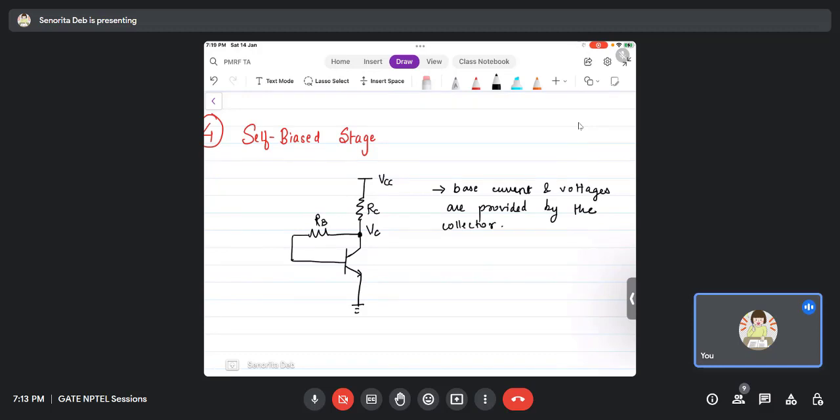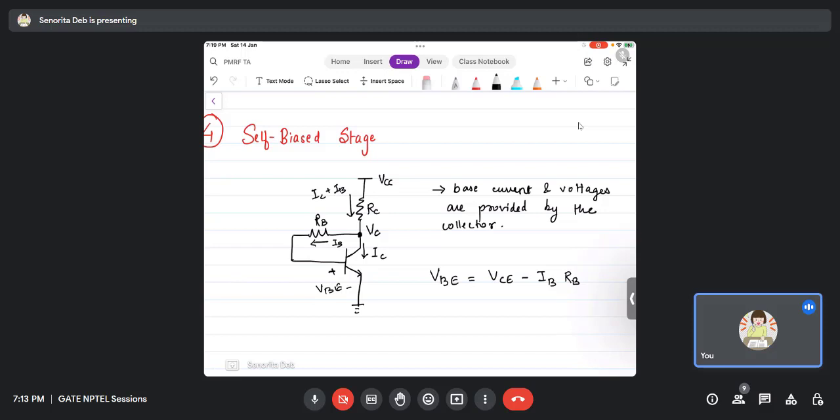Now, this is an interesting circuit. Why is it so? You see that the voltage that is coming here, VBE, is nothing but VCE minus IBRB. This is IB, this is IC. Please make a note of this. This circuit is also asked in GATE a lot. So VBE is VCE minus IBRB.